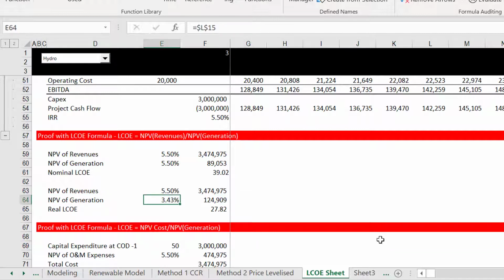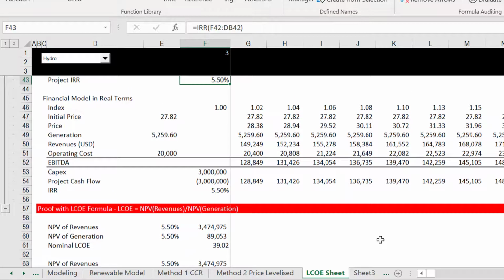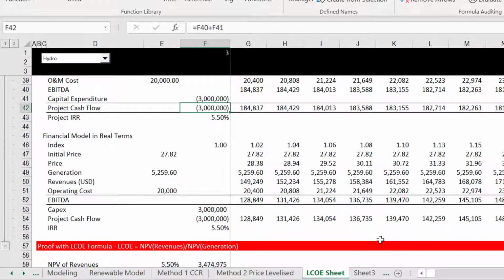It's important. Now this time, if you use the real rate adjusted for inflation, not the nominal rate, and do the same thing, you just take the same NPV of the nominal revenues divided by the NPV of the real revenues. You get exactly the same as this real rate.